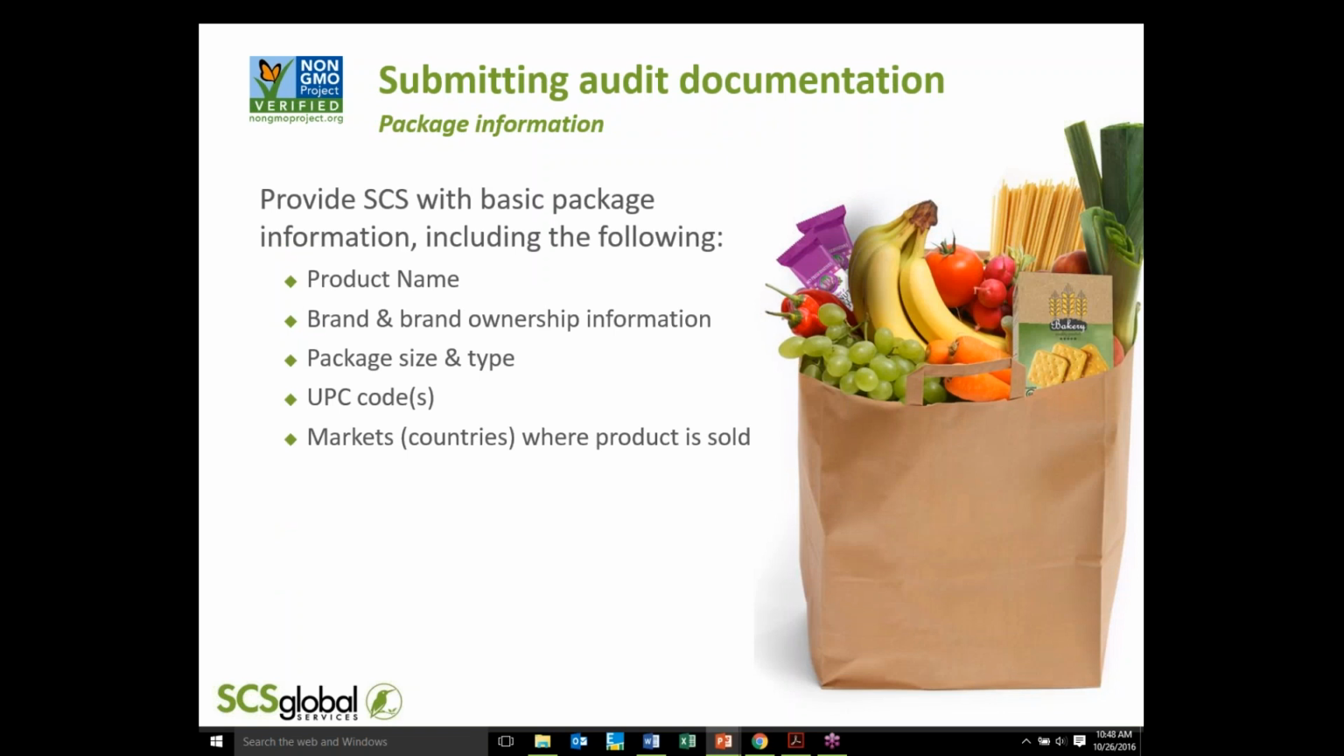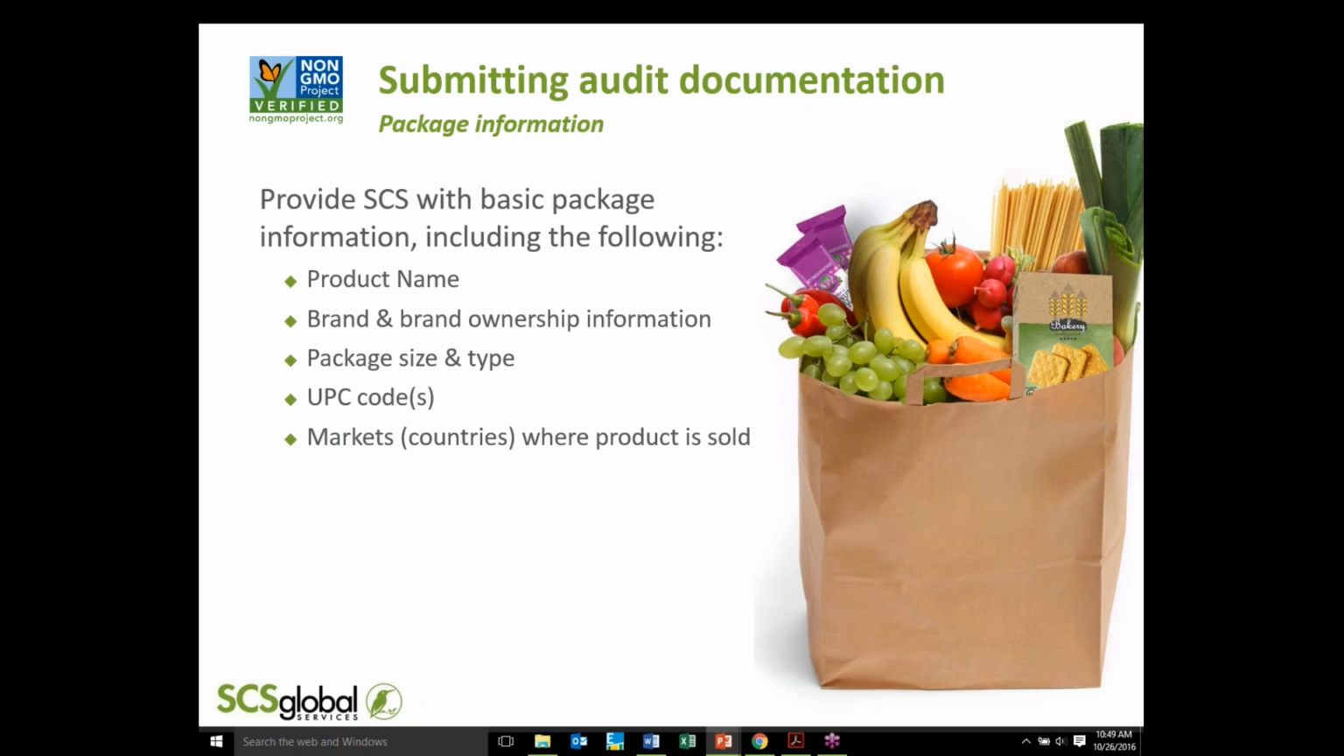Moving on, we're going to look at the package information that all verified products are actually packaged into. One, SCS will need to do a review of your product labels, use of the non-GMO project logo, and so forth to ensure that the logo use is within the requirements of the non-GMO project. We also just need to know what brand names your products are sold under. How are the products themselves named and identified? How many different package sizes, package types are used, UPC codes, SKUs, and so forth, as well as information about the markets, especially the countries where the products are sold.